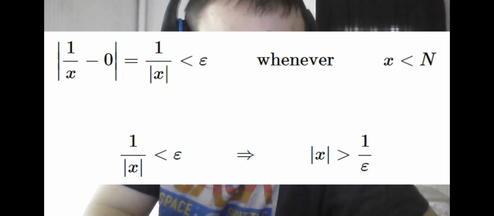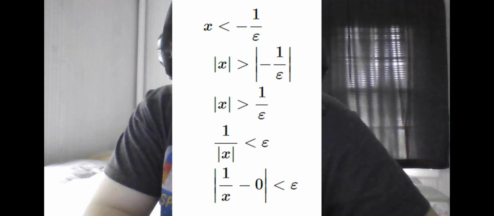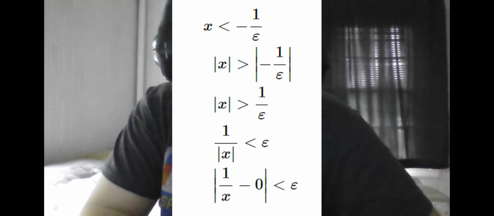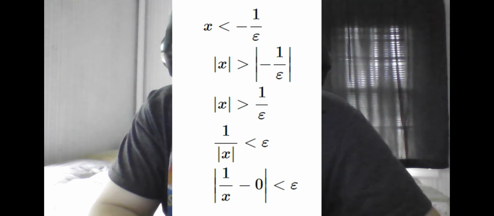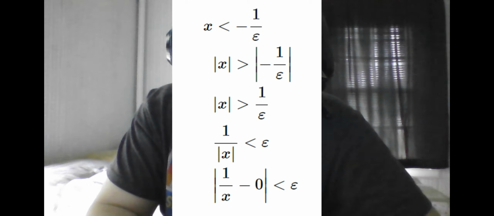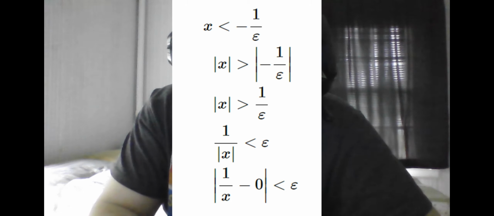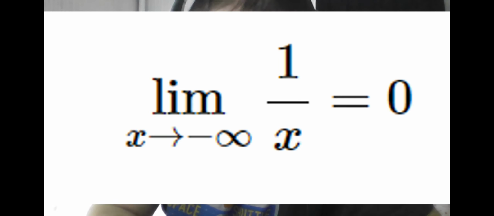We can confirm this is true by first taking x is less than negative 1 over epsilon, taking the absolute value of both sides, which will flip the statement, stating that the absolute value of negative 1 over epsilon is simply 1 over epsilon, isolating epsilon by itself, then finally rewriting it so that it is exactly like the original limit, by rewriting 1 over absolute value of x as absolute value of 1 over x, and then subtracting 0 within the absolute value. Because this matches exactly what the original limit was, we have proved concretely that the limit as x approaches negative infinity of 1 over x must be 0.